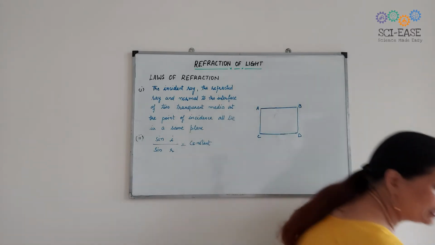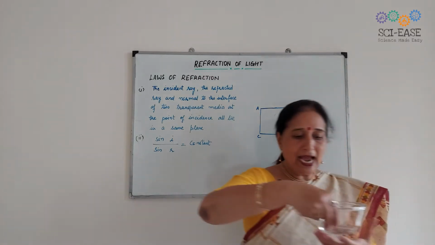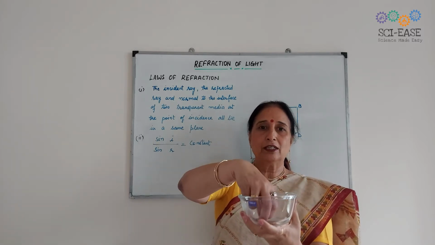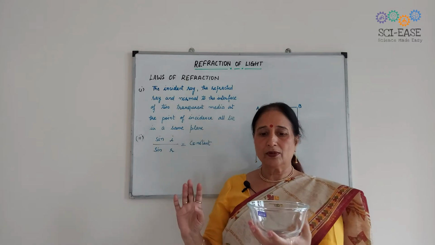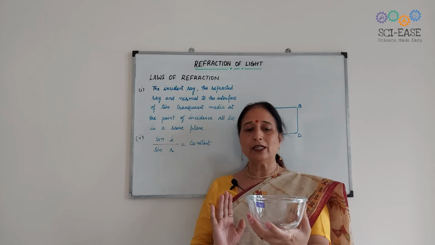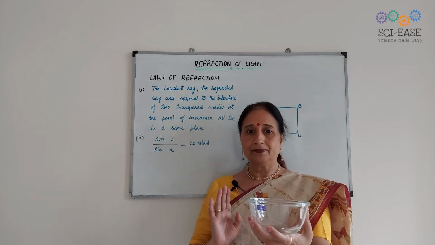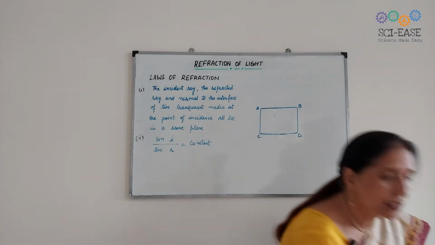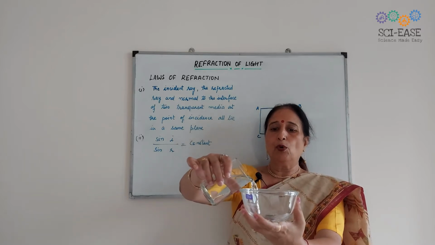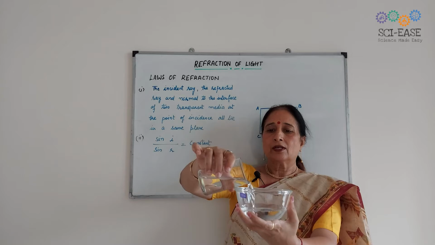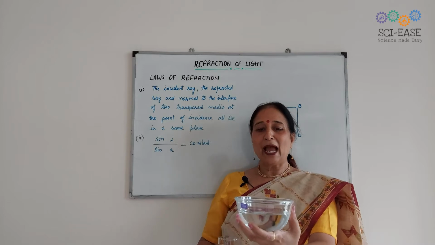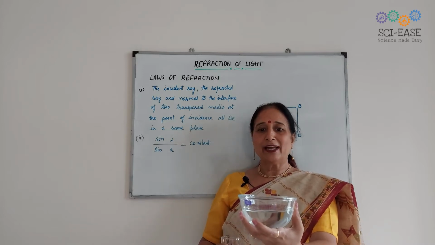I will perform another activity. Here I have a bowl in which I have put this coin. Now I will stand at a point where I cannot see the coin. Now I will pour some water in it. Earlier it was here. I will pour this water into it. Then from the same point, the coin appears to me.